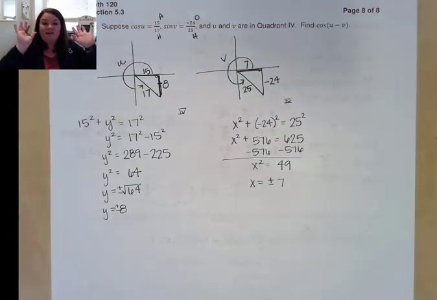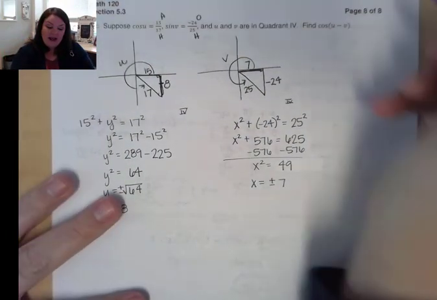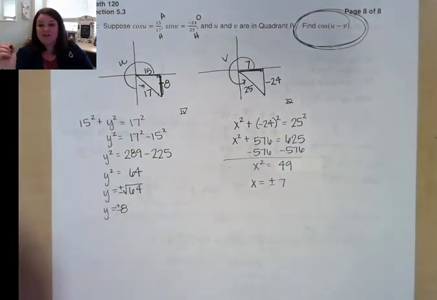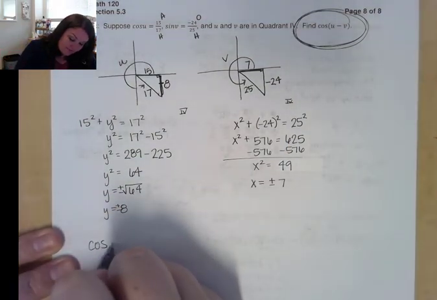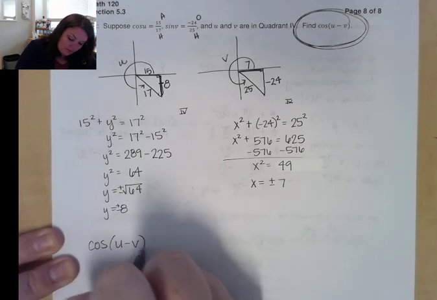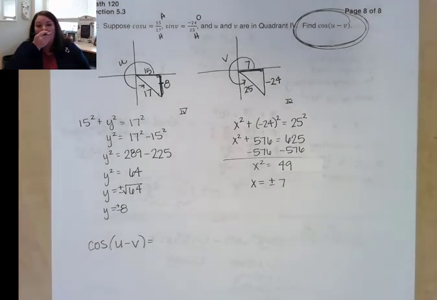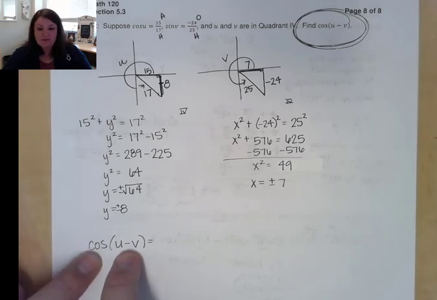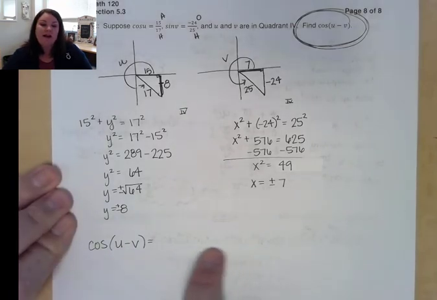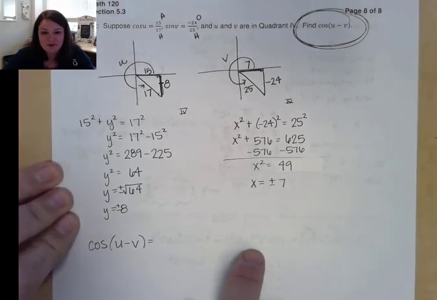So now that I know everything about u and v, now I can go ahead and solve for what I'm actually solving for, which says to find cosine of u minus v. So this is one of our cosine identities that we just came up with, right? When it's a difference identity for cosine, that means we end up with an addition of terms. So I'm going to go ahead and just write out the formula. Hopefully we're super familiar with it, right?